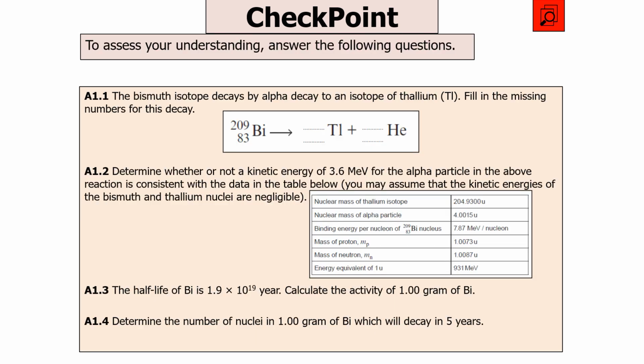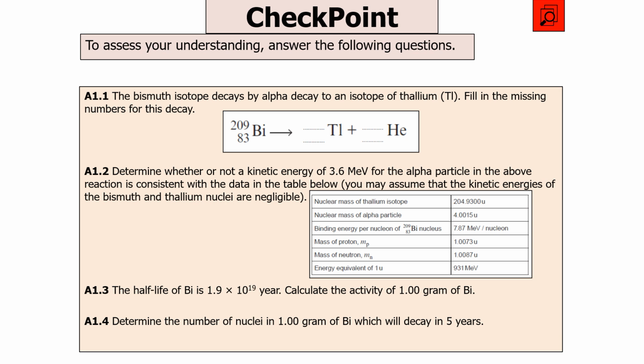The next question says, the bismuth isotope decays by alpha decay to an isotope of thallium. Fill in the missing numbers for this decay. Then determine whether or not a kinetic energy of 3.6 megaelectron-volts for the alpha particle in the above reaction is consistent with the data below.